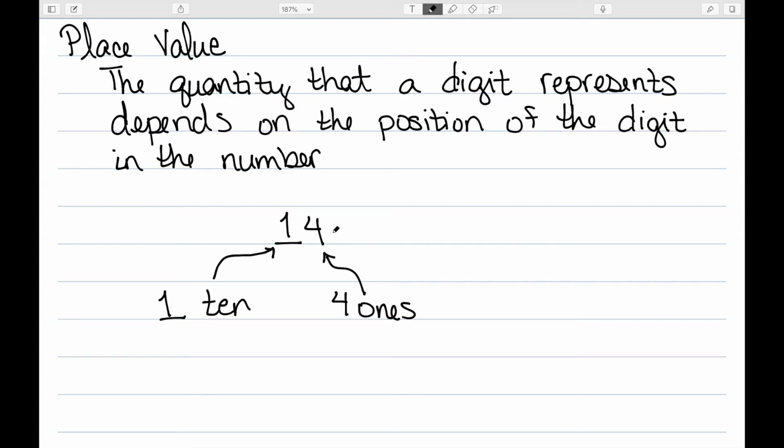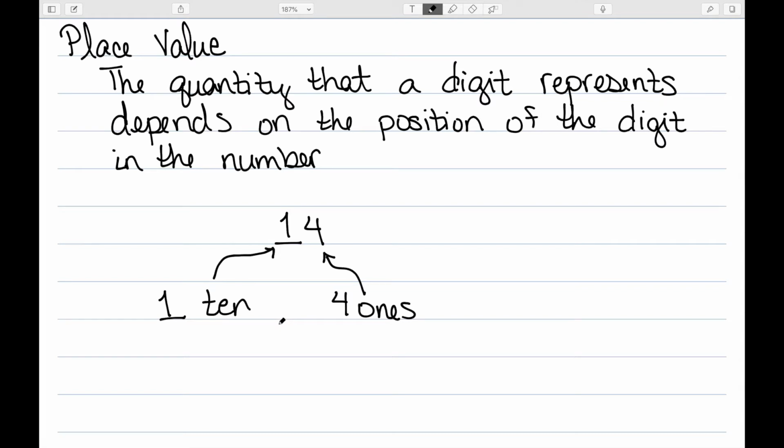And when children are learning to count, they can count to 14, but they don't fully understand the importance of the 1 ten and the 4 ones. They don't realize the importance of this, that this is 1 ten and 4 ones. So they need to have this pointed out. There's lots of ways to do this.